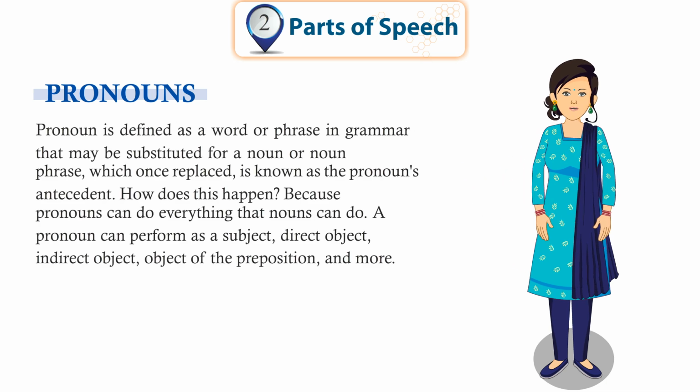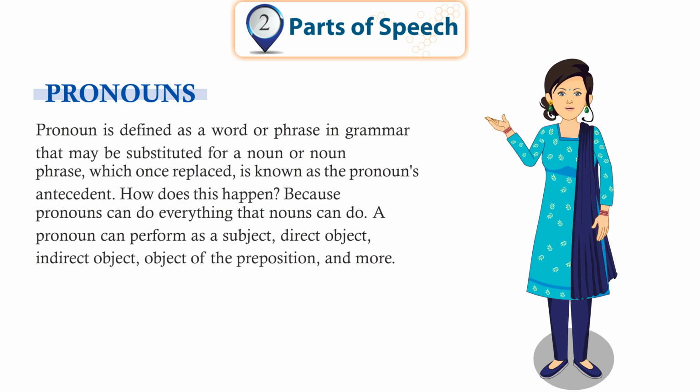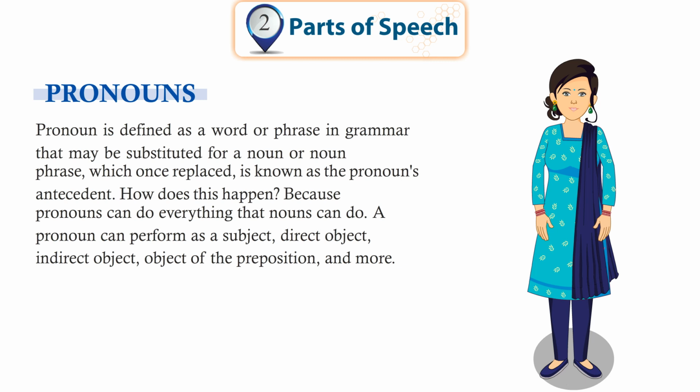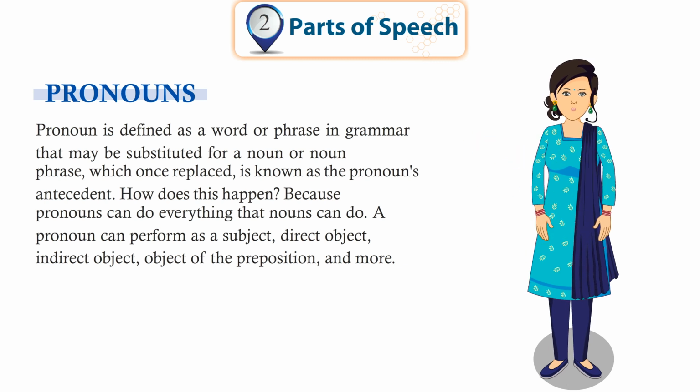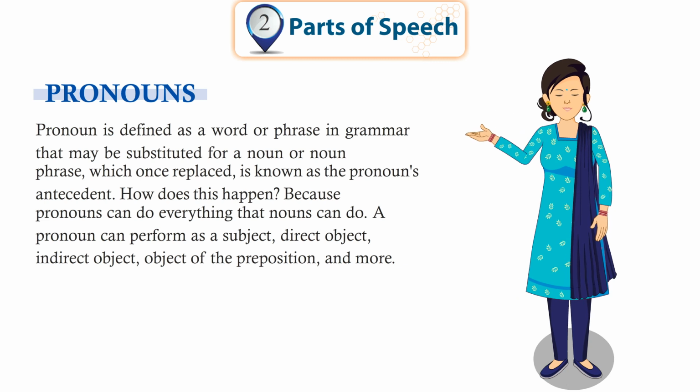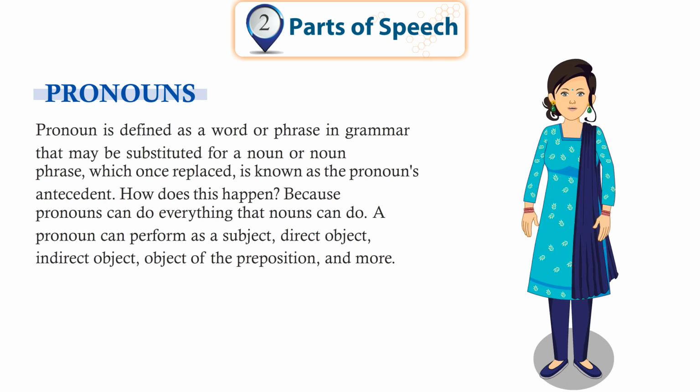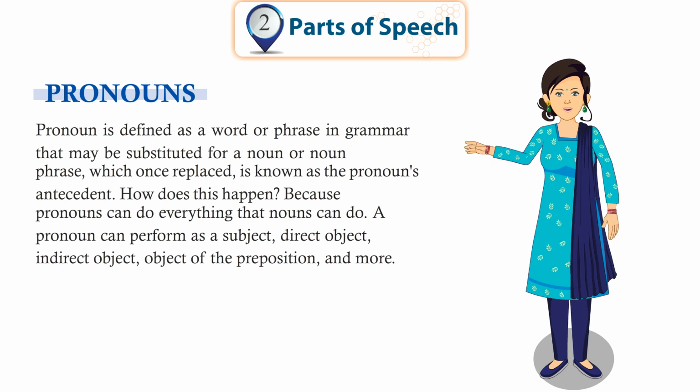Pronouns. A pronoun is defined as a word or phrase in grammar that may be substituted for a noun or noun phrase. What is replaced is known as the pronoun's antecedent. How does this happen? Because pronouns can do everything that nouns can do. A pronoun can perform as a subject, direct object, indirect object, object of the preposition, and more.